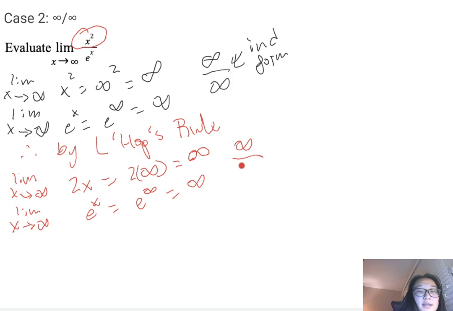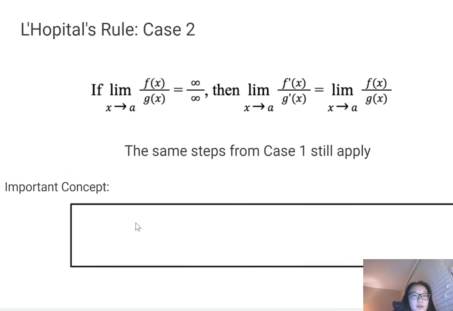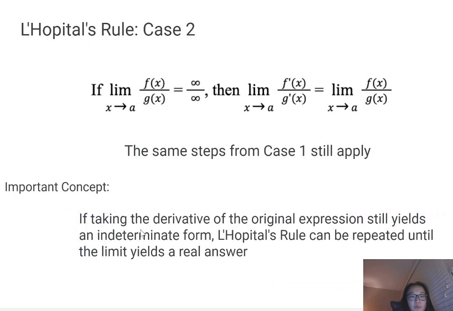So what's interesting here is we took the derivative of the original function, but we still ended up with the same indeterminate form. And so what do you do about it? This leads us to a very important concept in L'Hopital's rule, which is if taking the derivative of the original expression still yields an indeterminate form, then L'Hopital's rule can be repeated until the limit yields a real answer. So if taking the derivative the first time didn't work, you can continue taking the derivative over and over again until the limit yields an actual answer other than an indeterminate form.